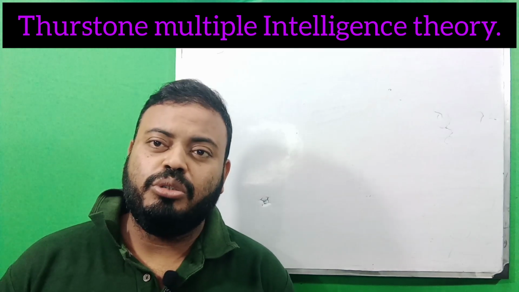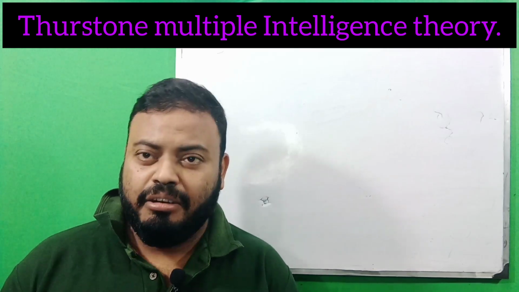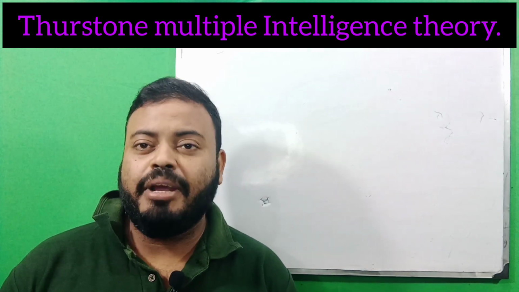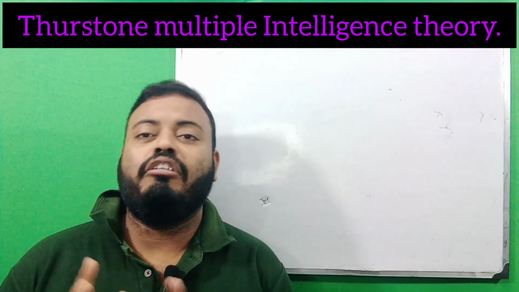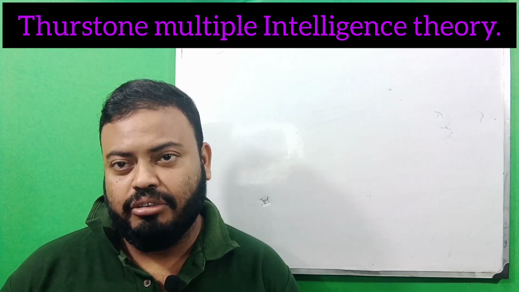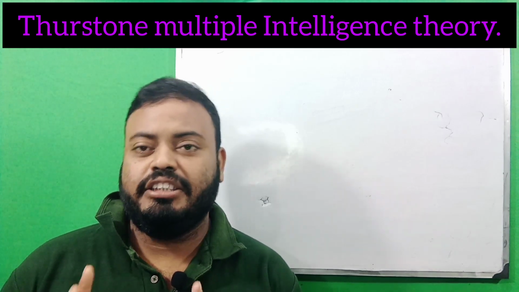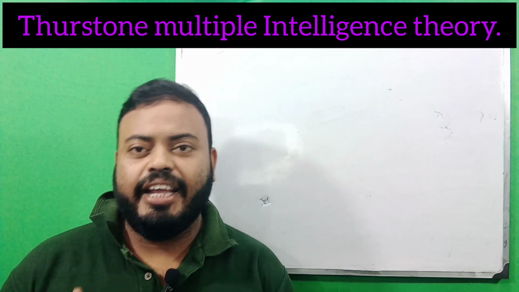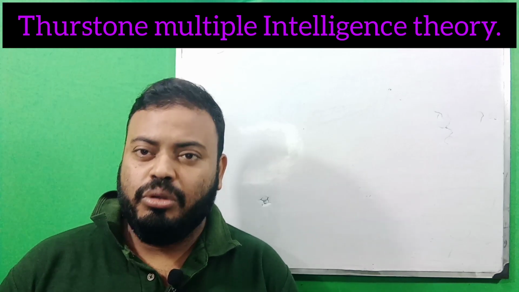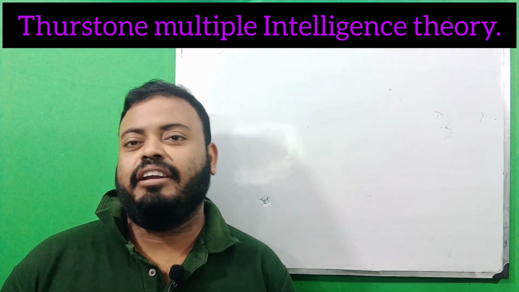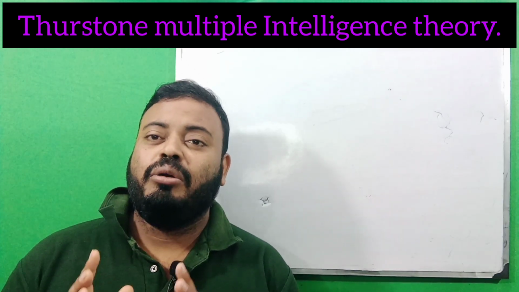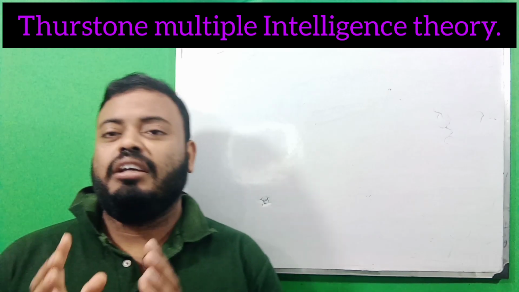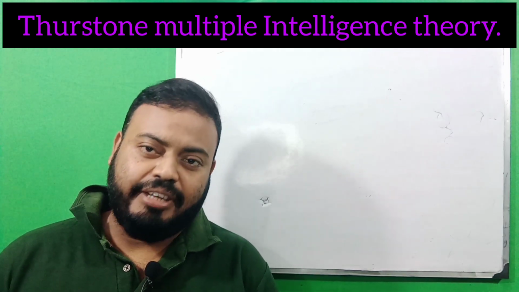Thurstone's theory is also related to Spearman. Spearman divided his theory of intelligence into two categories: one is the G factor and another is the S factor. We learned these two factors, G and S, in the previous class. Today we will learn about Thurstone's multiple intelligence factors.